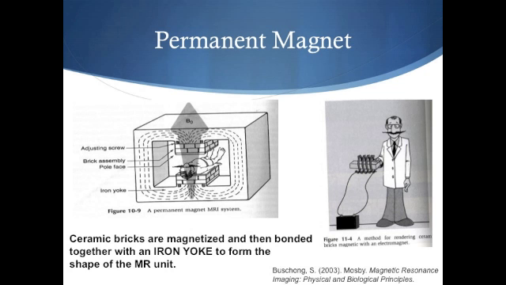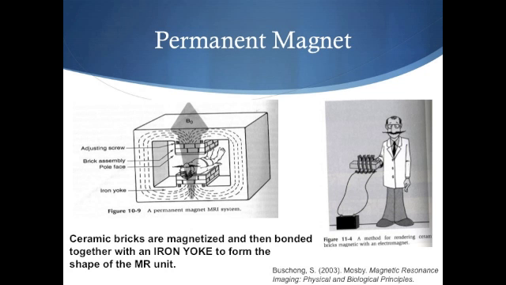What you're looking at here is a diagram of a permanent magnet. There are three types of magnets: permanent, resistive, and superconducting. We're going to concentrate mostly on permanent and superconducting. This diagram shows a square. That square is an iron yoke, a big square of iron. It is holding together individual ceramic tiles that have been magnetized.